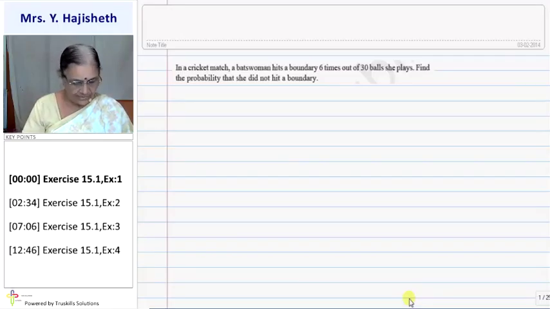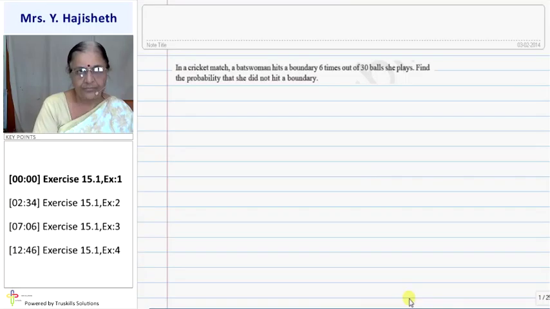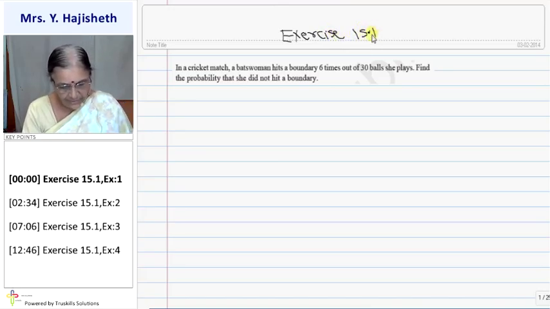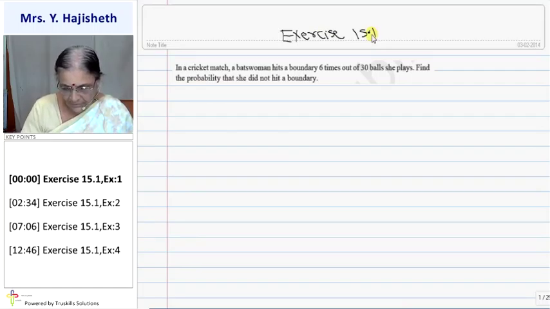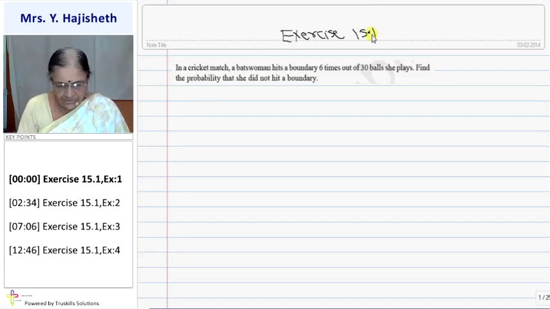Now see, now we are solving sums from exercise 15.1. Only one exercise. First sum is, in a cricket match, a batswoman hits a boundary 6 times out of 30 balls she plays. Find the probability that she did not hit the boundary.